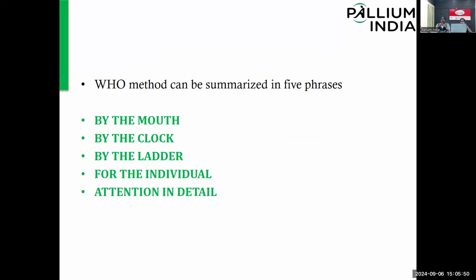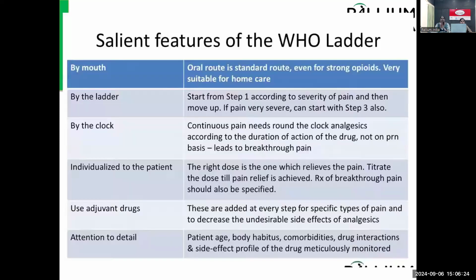According to the WHO method, it can be summarized in five phrases, because before giving analgesics we have something in mind: by the clock, by the mouth, by the ladder, for the individual, and attention to detail. In the coming slides, we will discuss each heading in detail. Keep in mind: by the mouth, by the clock, by the ladder, for the individual, and attention to detail. These are the salient features of our WHO ladder.